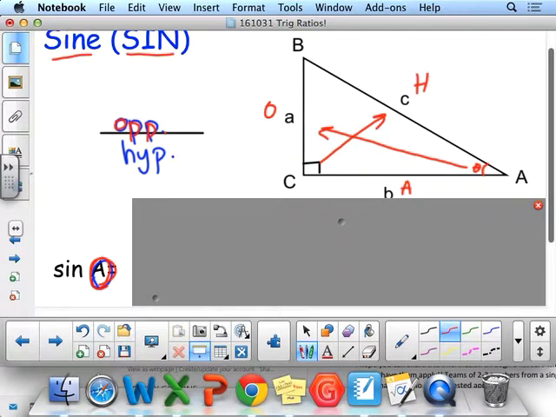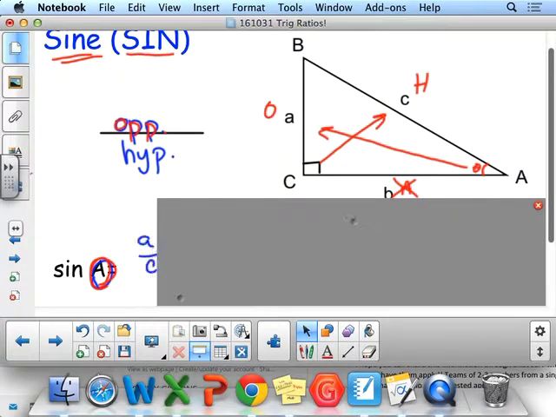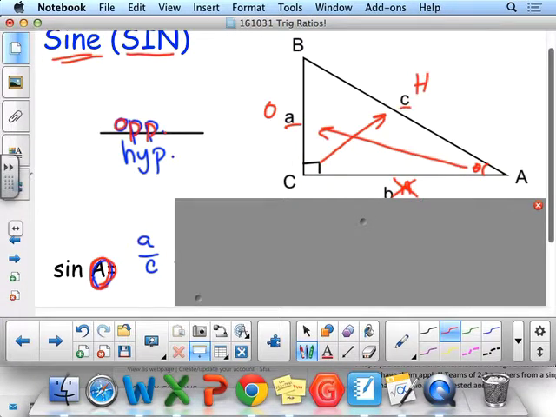Well, in sine, I don't care about A. It doesn't matter to me. What I know sine of A has to be is little a over C, or opposite over hypotenuse. You could also write this out as the line BC over the line AB.